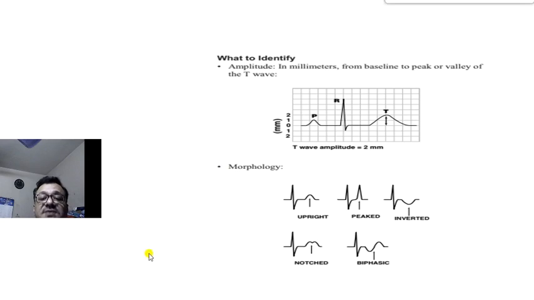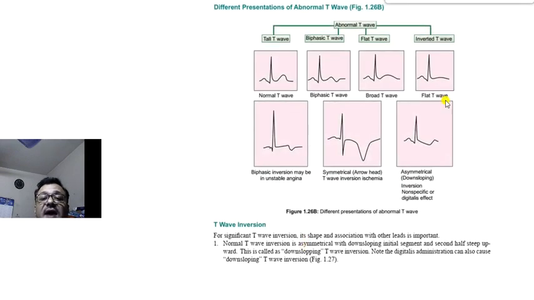Now look at the ECG tracing. Look at the amplitude. It is more than 2 millimeters in height and rounded. Normal and abnormal morphology: upright, tall, tented peak, inverted, biphasic, and notched. Now another diagram of abnormal T wave. Look at this T wave inversion, the inverted T wave. This is the symmetrical T wave, an arrowhead. Both arms of the inverted T wave are identical, symmetrical, the same. Now the asymmetrical has a downslope and an upslope. They are not the same or identical.